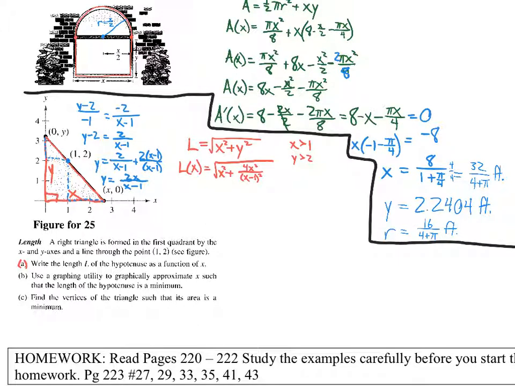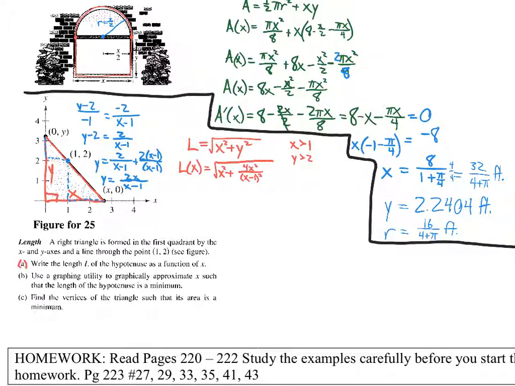Now part B here says to use a graphing utility to graphically approximate x such that the length of the hypotenuse is a minimum. Alright, so what we would do here is we're going to plug this into the calculator, graph it, and then find that minimum point. Okay, now we could do this with derivatives and trying to find where that equaled 0. This one is so complex that we're just going to use the calculator to help us out.